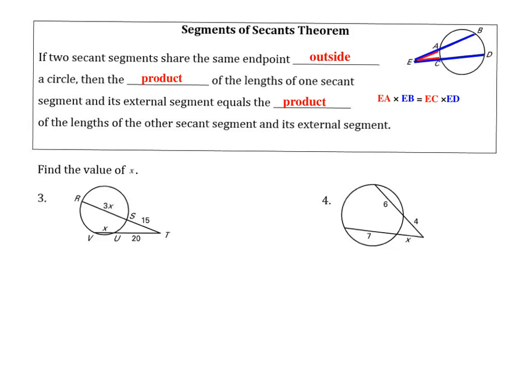Now the next theorem we come across actually does deal with those secant segments and the external segments. I've tried to highlight everything in my picture over here on the right. This is essentially the breakdown for what this theorem tells me. The outside piece, EA, times the whole thing in blue, EB, is equal to the external segment for the other secant segment times the whole secant segment, ED. So you can essentially think of it as the piece times the whole, and the piece times the whole. Let's see if we can apply this theorem to the examples below.